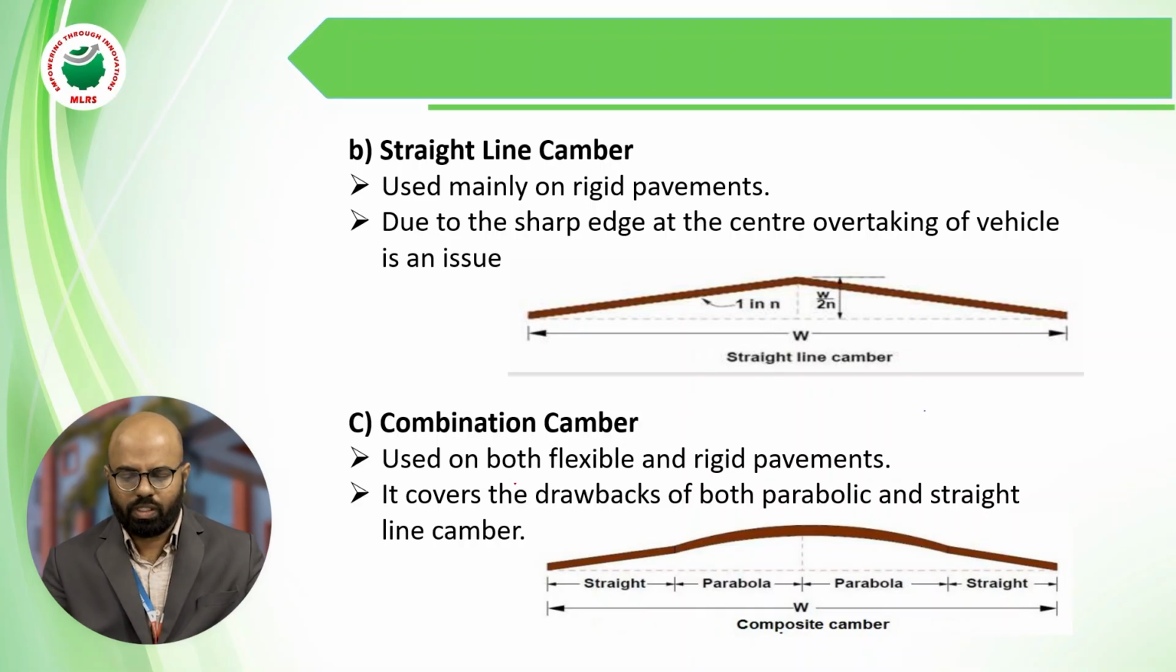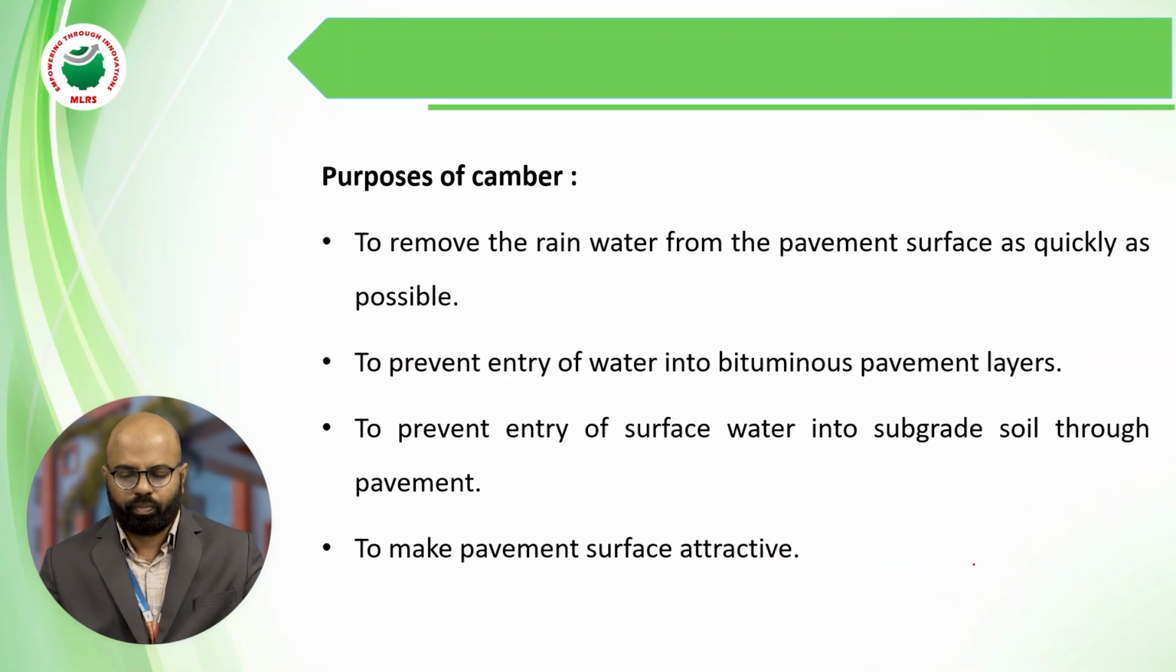Okay, so combination camber is used in both flexible and rigid pavements. It covers the drawbacks of both parabolic and straight line camber. The center portion is kept as parabolic, whereas the edges are kept as straight. Okay. What is the basic purpose of the camber?